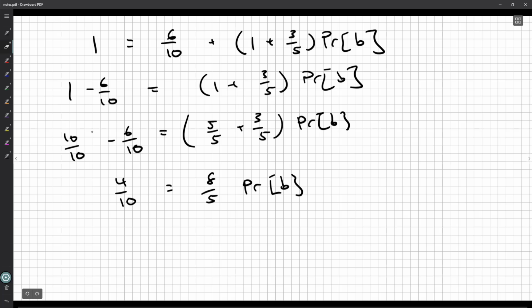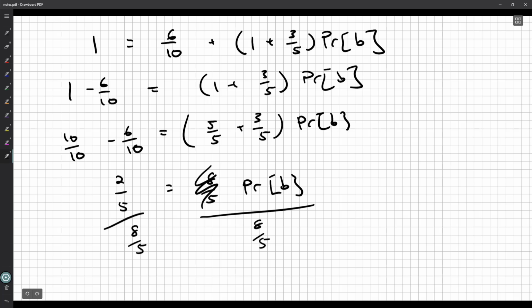And you know what? We can divide top and bottom there by 2. So 4/10 is really 2/5. And then if I want the probability of B, just divide both sides by 8/5. That goes away. How do you divide fractions? You invert the second one and you multiply them.